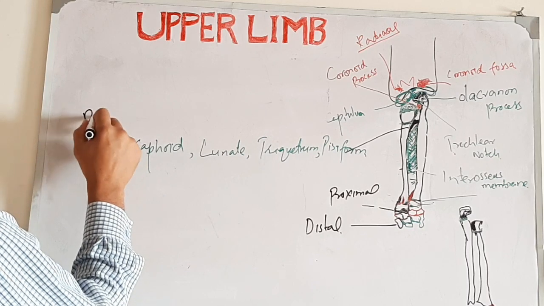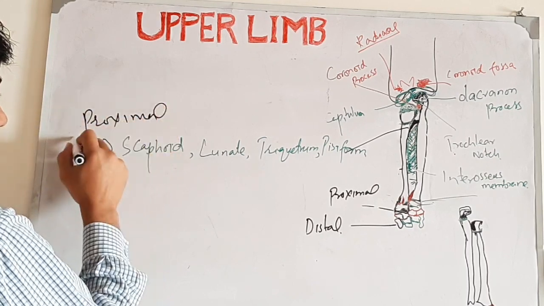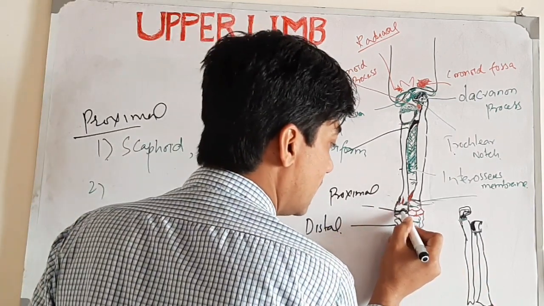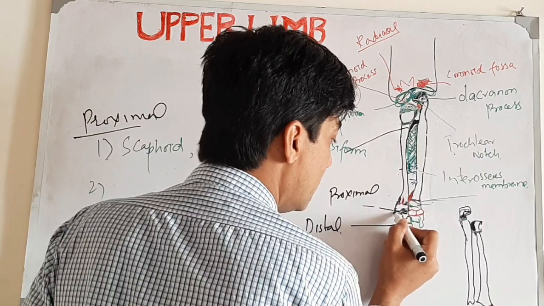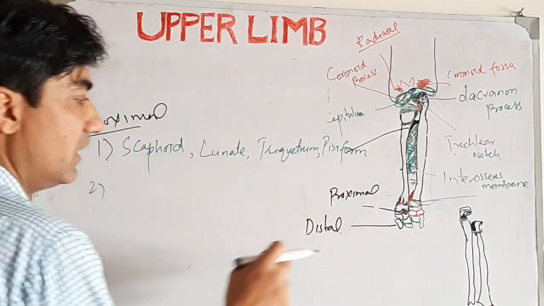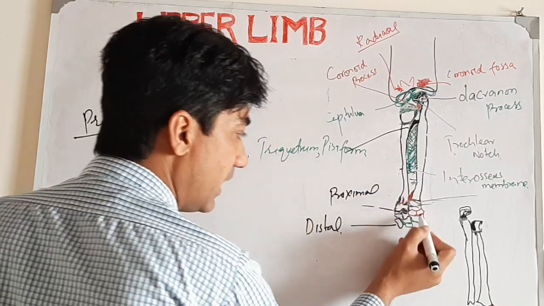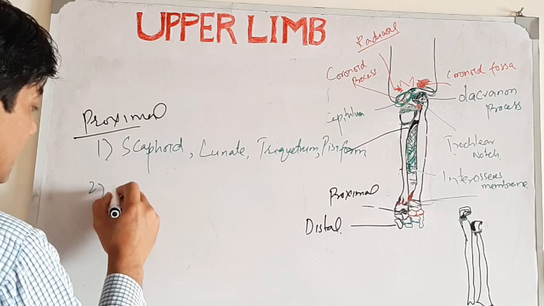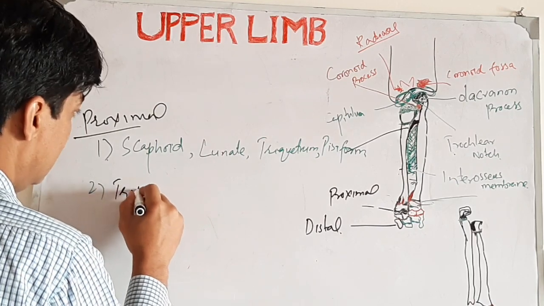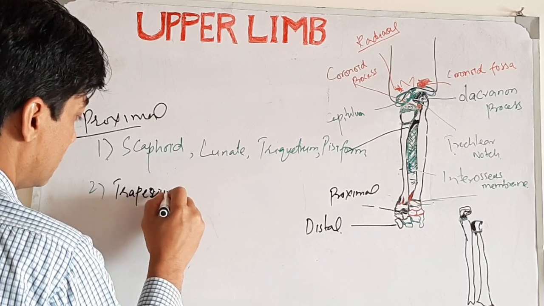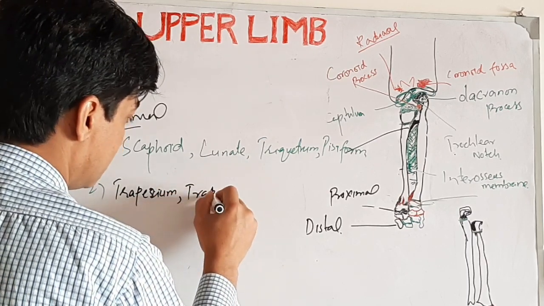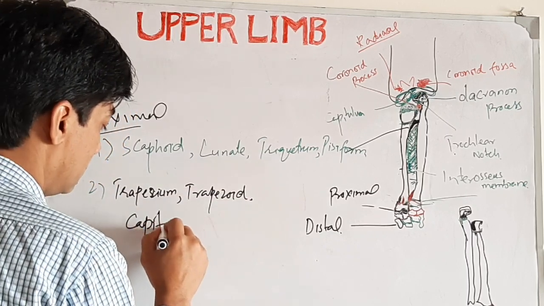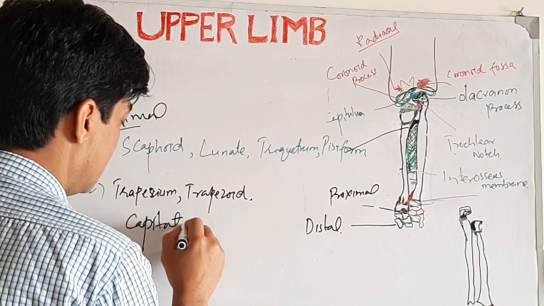The first row, that is proximal. In proximal, there are four bones. Two are typically attached with the articular surface of the radius bone, that is scaphoid and lunate, and the third and fourth are triquetrum and pisiform. The second row contains four bones, that is trapezium, trapezoid, capitate, hamate.